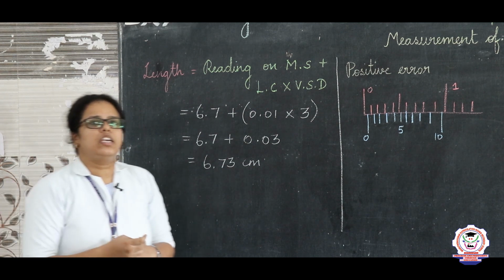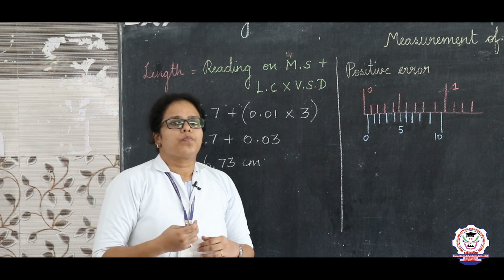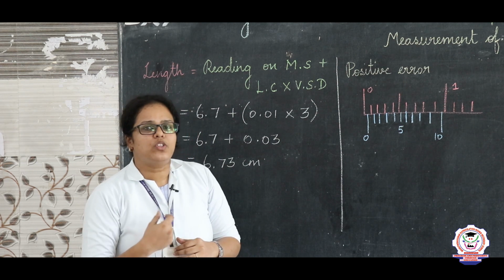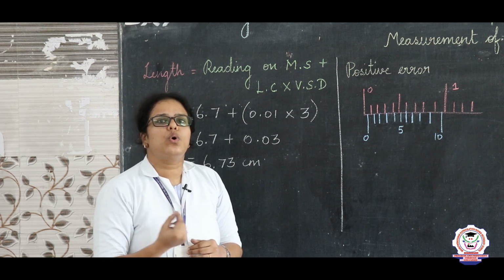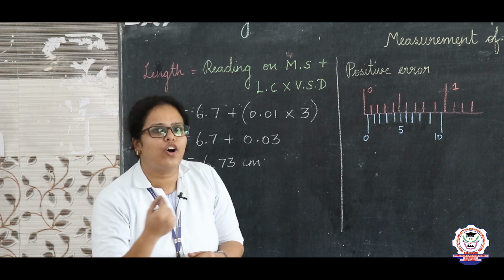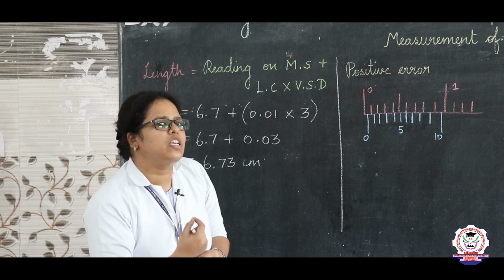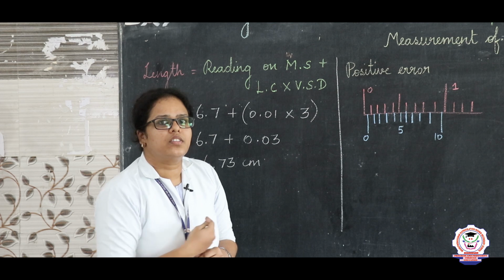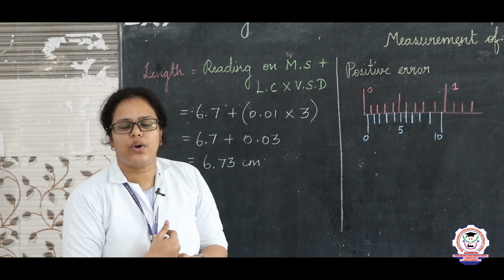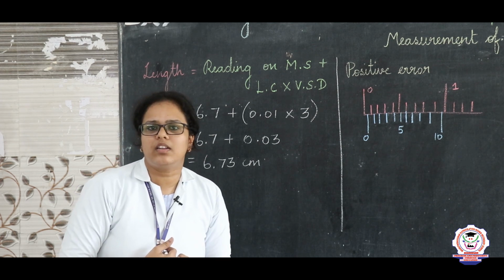Now coming to the zero errors, we have seen that before placing an object we have to check for the zero errors, that is, the zero of the vernier scale should coincide exactly with the zero of the main scale. What if the zero moves either left or right? We have two zero errors. The first one is the positive zero error and the second one is the negative zero error.